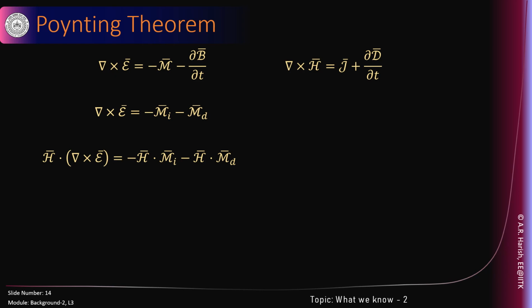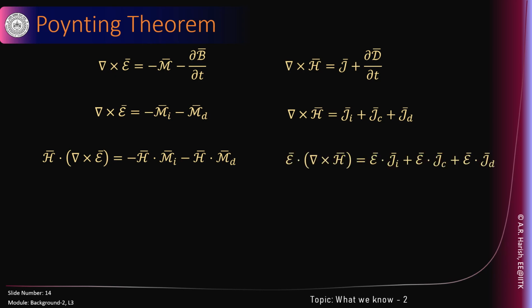Exactly do the same thing for the other curl equation. This is what the beautiful part of symmetry is all about. Once again, we define J as the sum of Ji, which is the impressed current, the source current, Jc, which is the conduction current, Jc is sigma times E, we know that, and Jd is the displacement current, del D by del T. And what do we do now? Take E dot of that equation and we have a result very symmetric to the previous one.